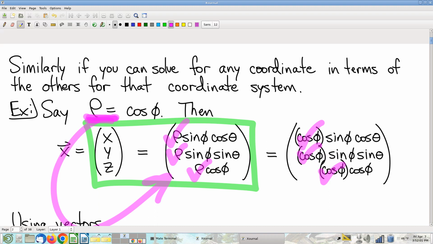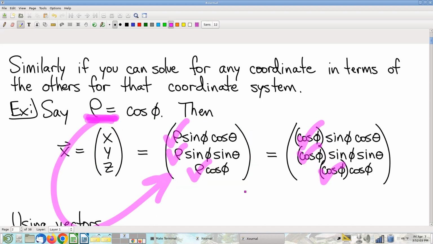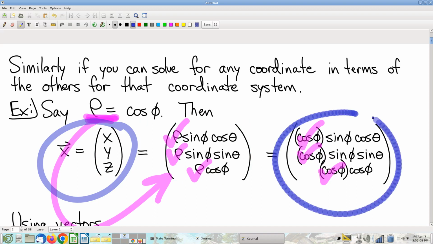And now we have position as a function of two parameters, phi and theta. Side note, why didn't I rename these as s and t? Well, because I don't have to. There's no confusion of variables here.